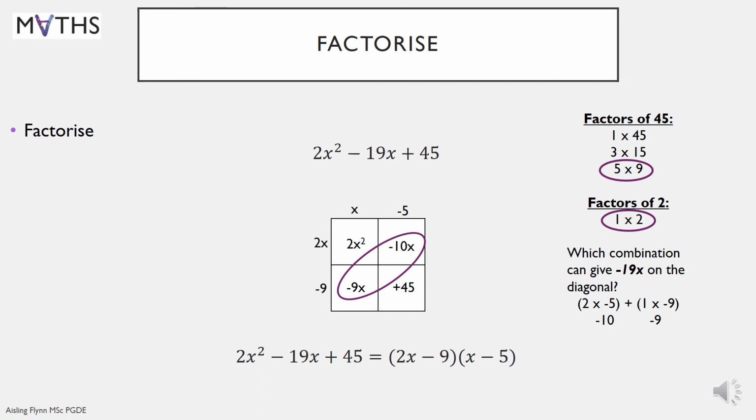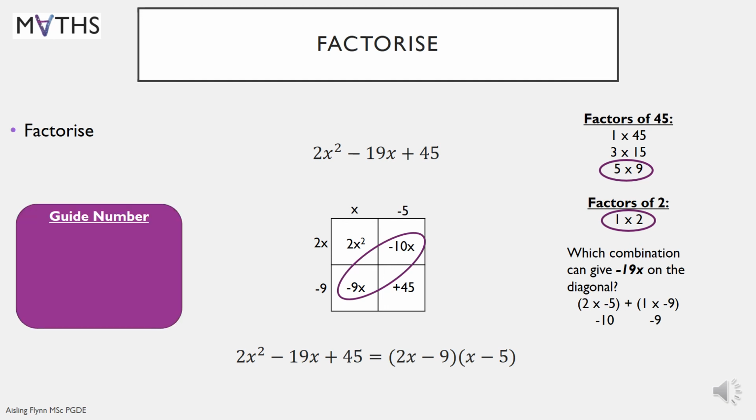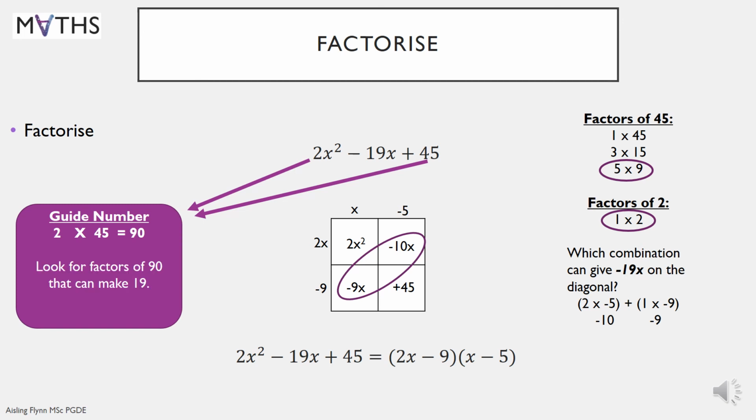Just one other thing that some textbooks advise, to give you a clue as to which combination of numbers you should use, is something called the guide number. The guide number is given by using the coefficient of the x squared, so the 2, and the last number 45. 2 times 45 gives 90. What should you do with this guide number 90? You should look for factors of 90 that can make the 19. And quite clearly, 10 and 9 can make the 19.